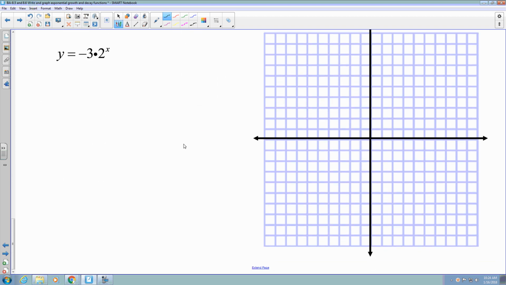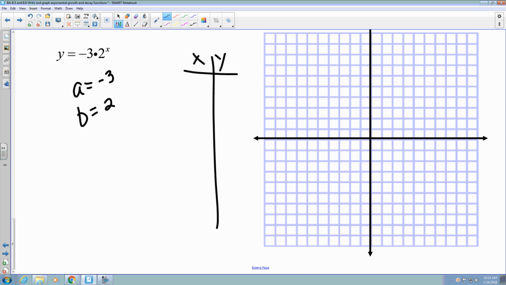So if we look here, y is equal to -3 times 2 raised to the 2x power. A is -3. B is 2. Make our table. I got -2, -1, 0, 1, and 2. 0 will be with y attached to whatever a is, so that's -3. To find the rest of the numbers, we times it by 2, so that's -6. Times it by 2 is -12.